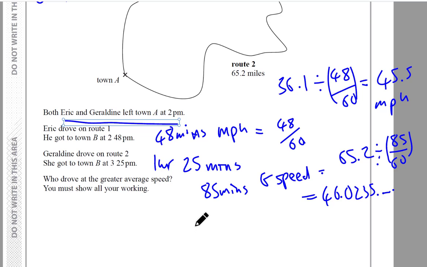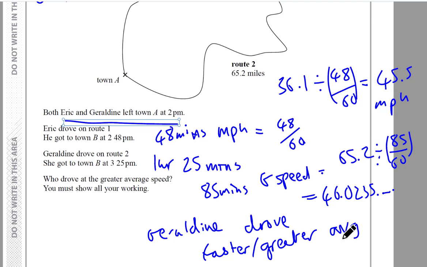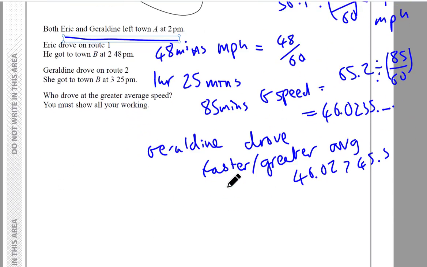So you need to communicate. It's Geraldine drove faster or has a greater average because 46.02 is greater than 45.5. That's your processing marks here, 1 and 2, and that's your communication mark.